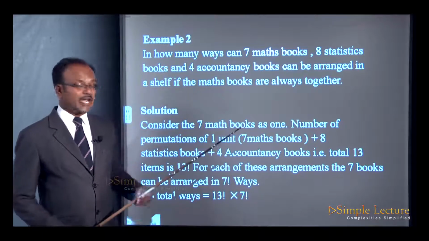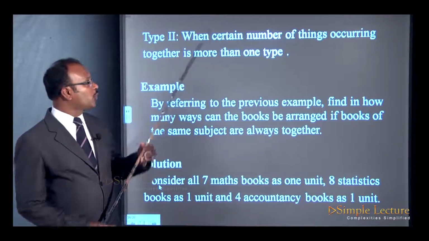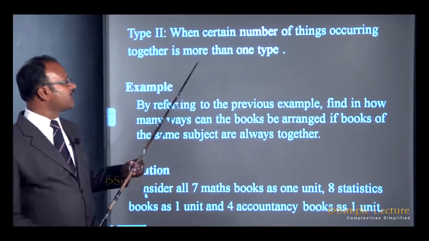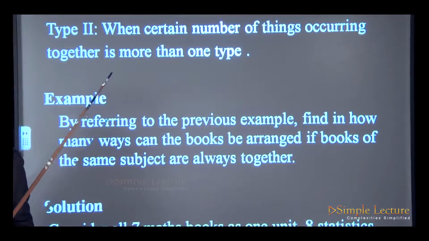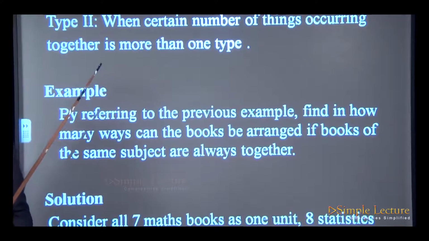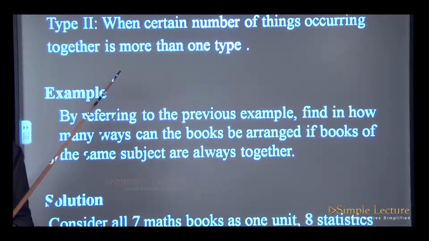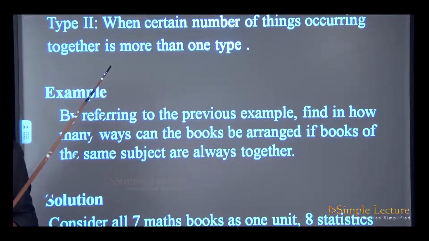Okay? Then, the next type of permutation: when the number of things occurring together is more than one type. So, we have checked how one type of particular items should be together. Now, like this, there can be many types of items which would like to be together. Okay, then how to work that out?